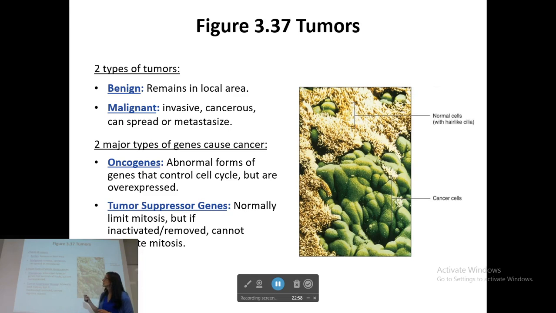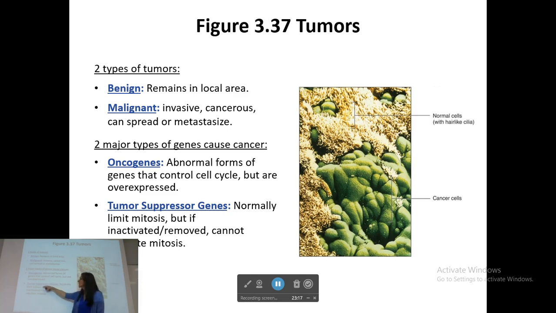Okay, so those oncogenes are an abnormal form of the genes that control the cell cycle that we've talked about before, that are going to be checking on that DNA, making sure that everything's okay, making sure that the cell needs to continue on and divide.